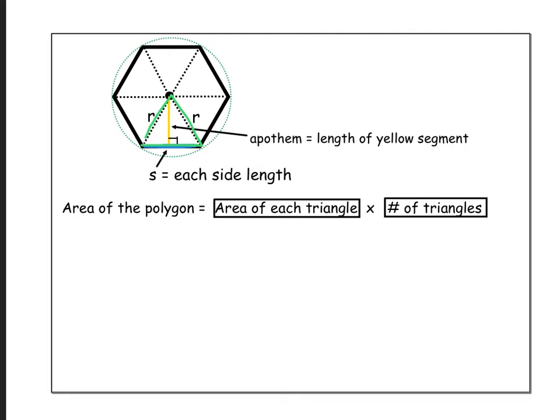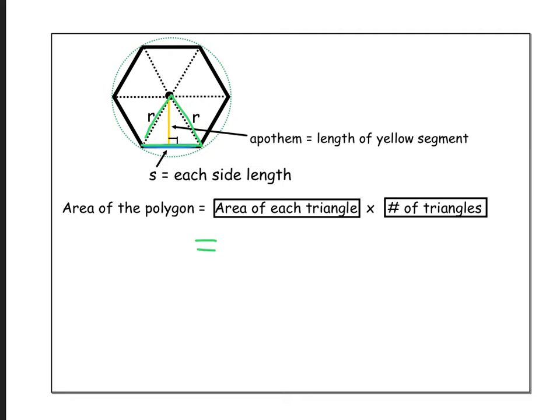Times the number of triangles. Okay, that should make sense, right? If there's 1, 2, 3, 4, 5, 6 triangles inside there, if we found the area of one of the triangles and multiplied it by 6, that would give us the entire area. Okay, so let's think about how we do that.